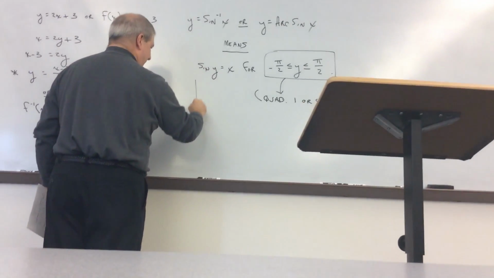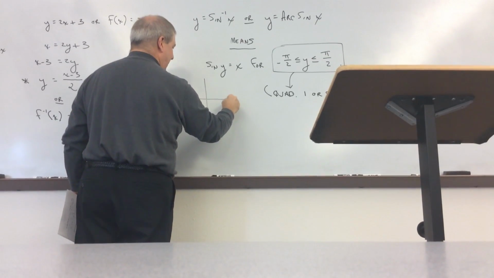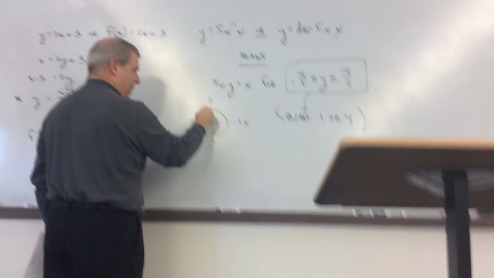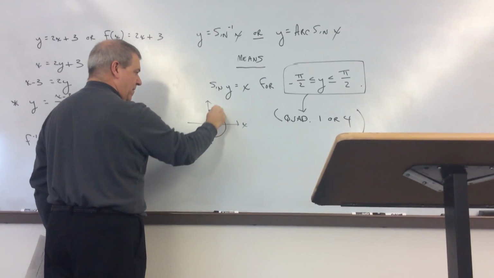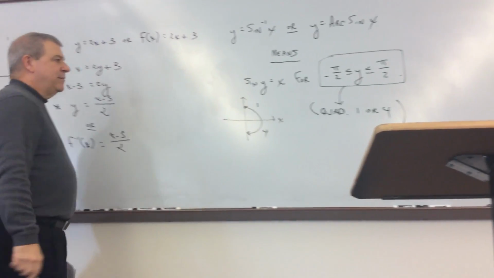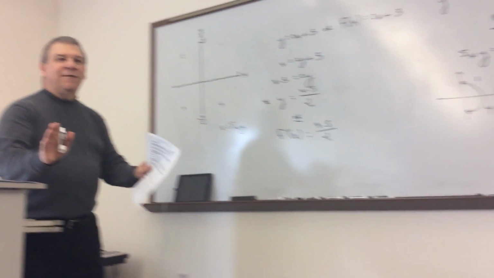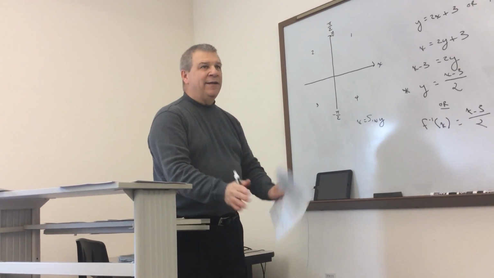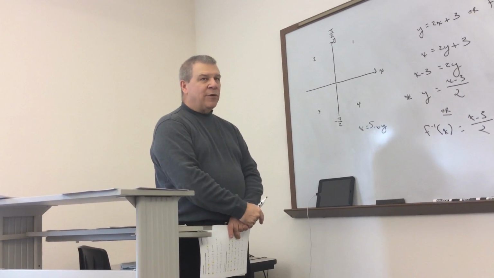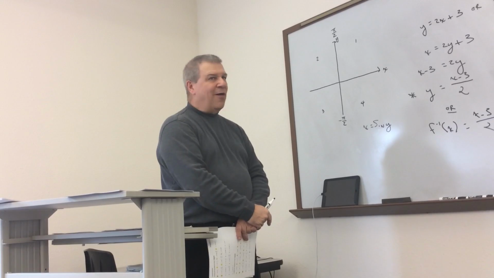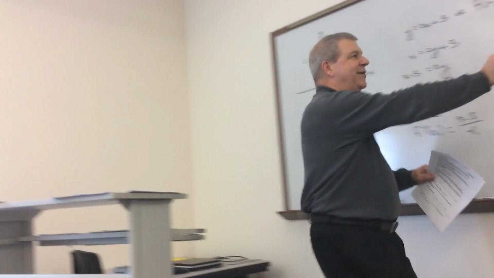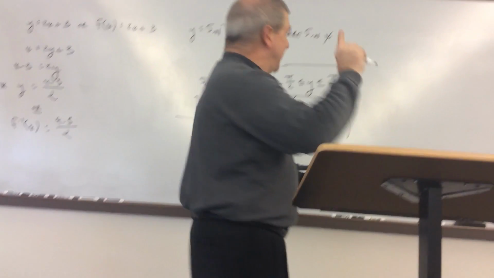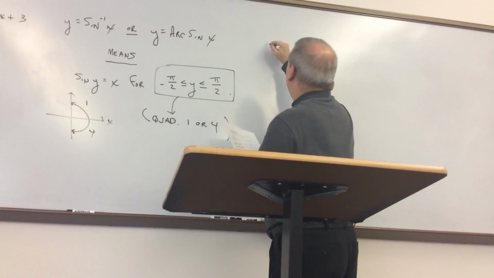If you want to draw yourself a little picture here for inverse sine, whenever you're looking for the inverse sine of something, the answer will be in quadrant 1 or quadrant 4. That's all. It's a restricted range. This is telling you where the answer can be. Now, if you flip on the other side, let me give you the other one.